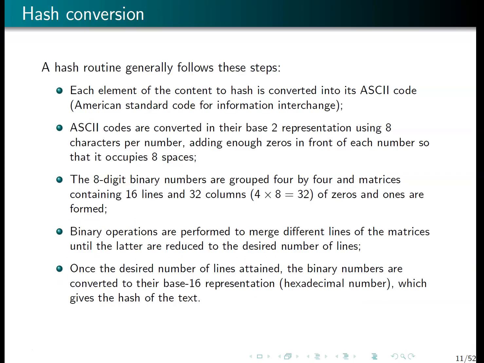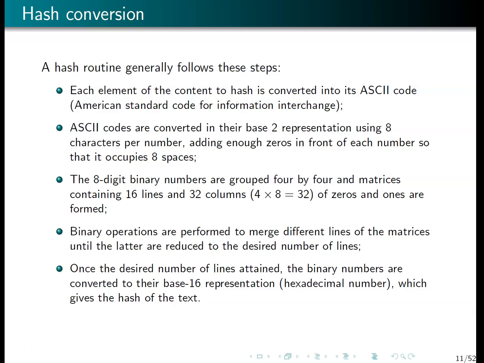So how do we convert a text into a hash? Usually a hashing function follows these steps. Each key that has been entered is converted into its ASCII code, and the ASCII code is written in base 2 with 8 characters. So if the number representing a given key is 76, and 76 in base 2 is written with 6 characters, we add 2 more zeros in front of the binary number so that the binary number occupies 8 spaces.